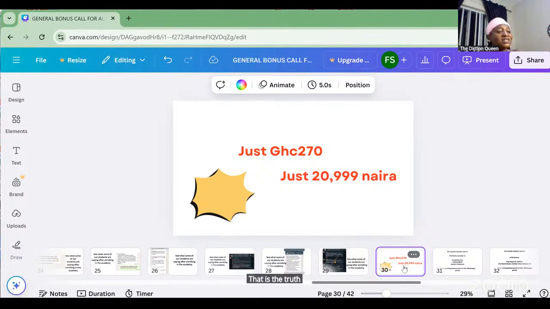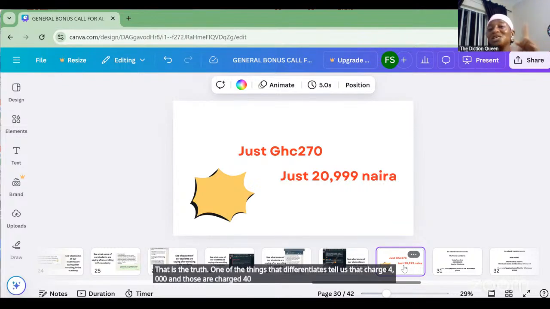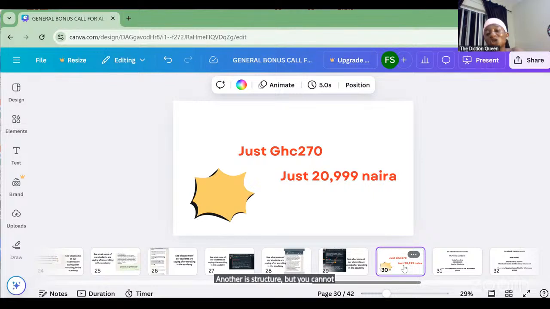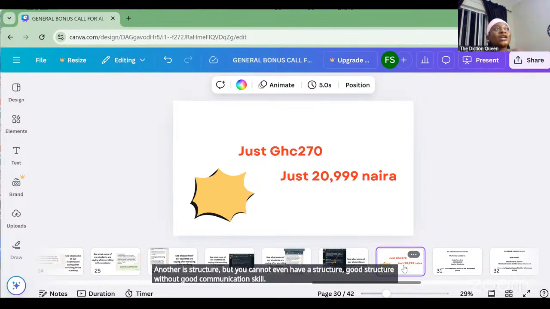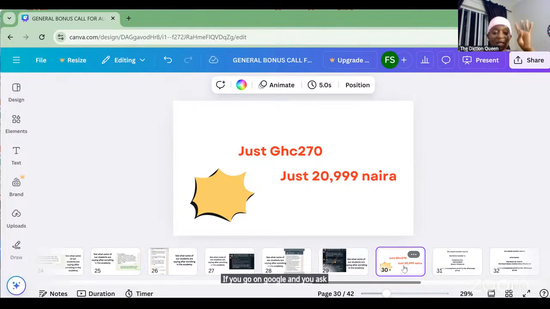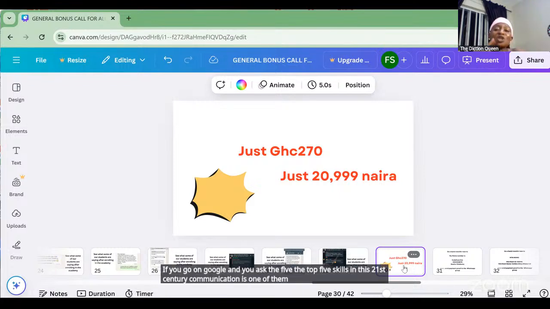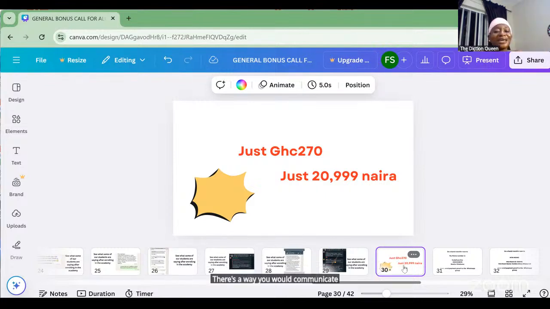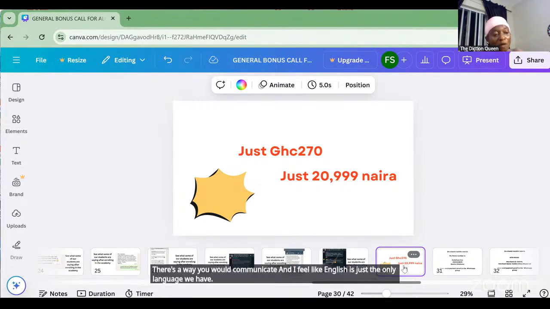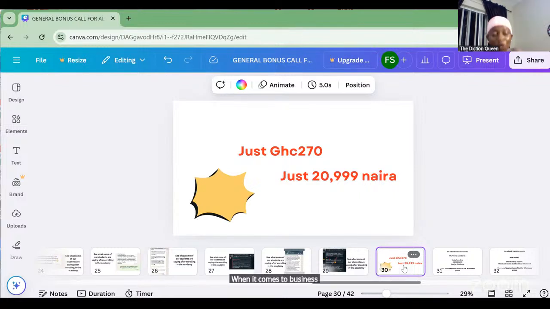One of the things that differentiates tailors that charge 4,000 naira and those that charge 40,000 naira is one, communication skill. Another is structure. But you cannot even have good structure without good communication skill. If you go on Google and you ask the top 5 skills in the 21st century, communication is one of them. Because there's nothing you want to do right now, you would communicate, either by speaking or by writing or by chatting, there's a way you would communicate. And I feel like English is just the only language we have when it comes to business and entrepreneurship.